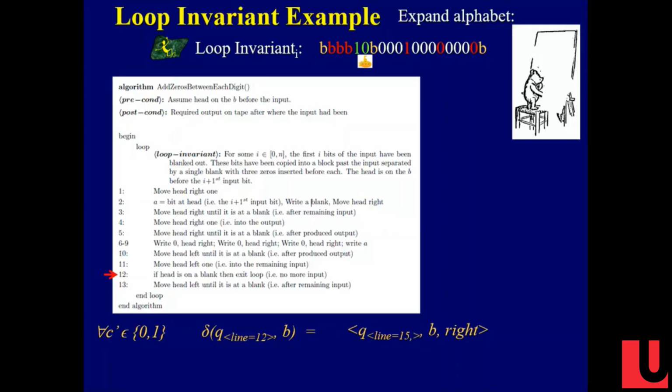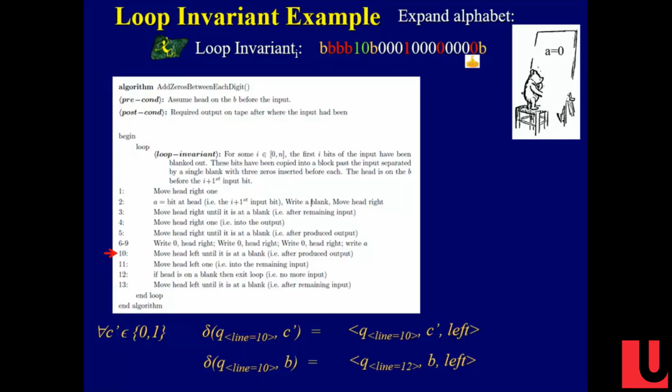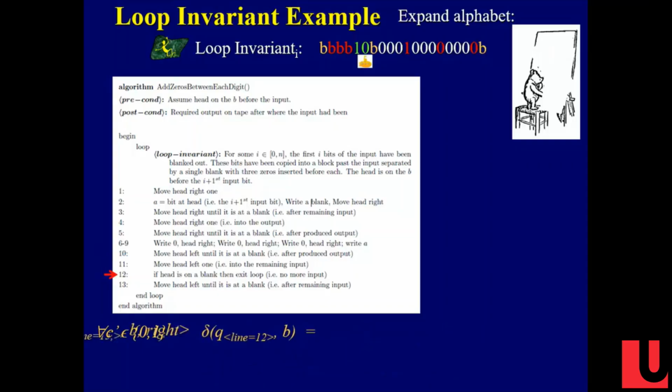What happened here? I was in line 10. What happened in line 11? Line 12 is an exit condition. We move left, and if there's a blank, what are we expecting there to be? It's supposed to be more input. If there's no input, here we're saying if the head is on a blank, then exit, because there's no more input. So if we're on a blank, then I move to line 15.